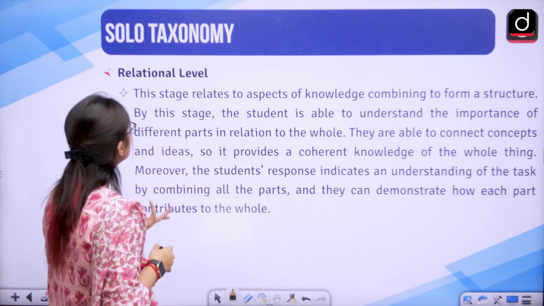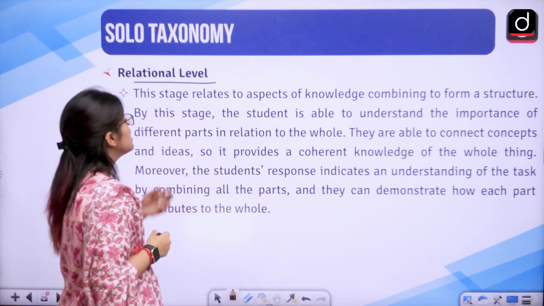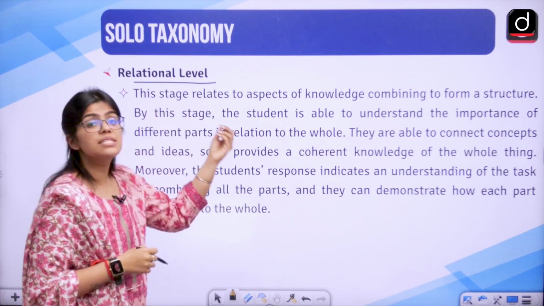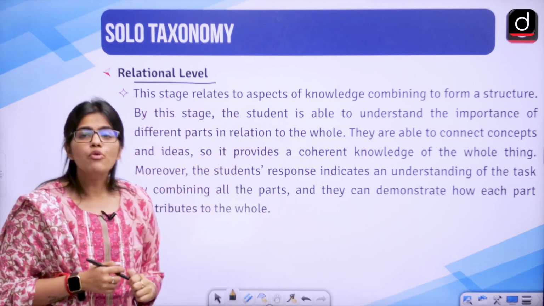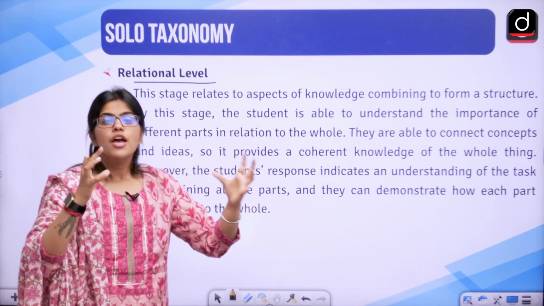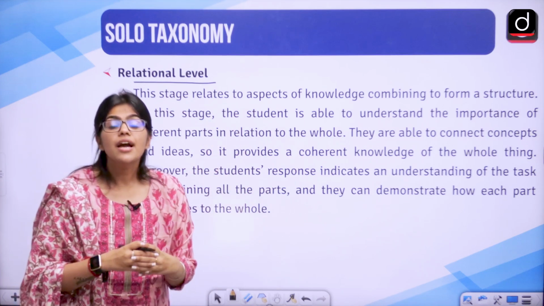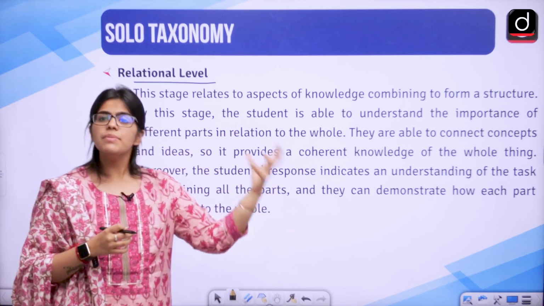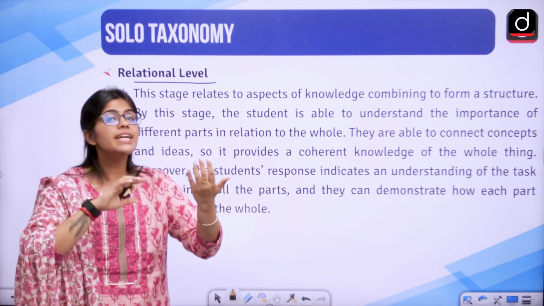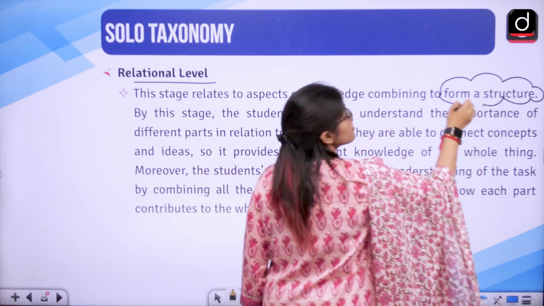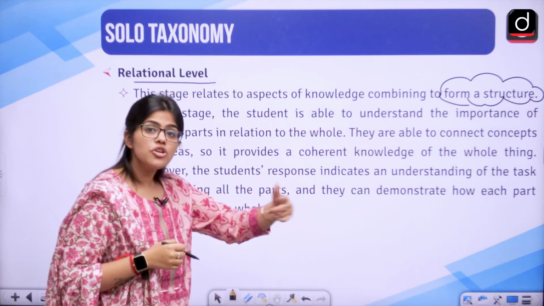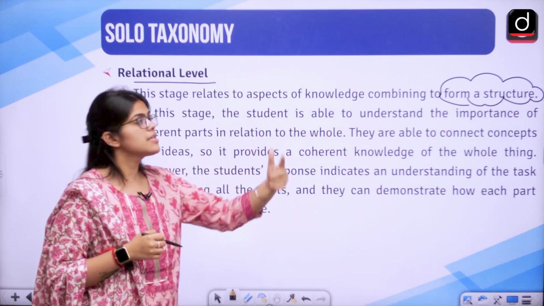Then comes another level, that is the relational level. This stage relates the aspects of the knowledge, combining to form a structure. Now you know so many aspects. You have done assimilation. So when assimilation is done, you need to accommodate the things. That means you will form a structure in your mind. A proper structure, a story, a plot is created.